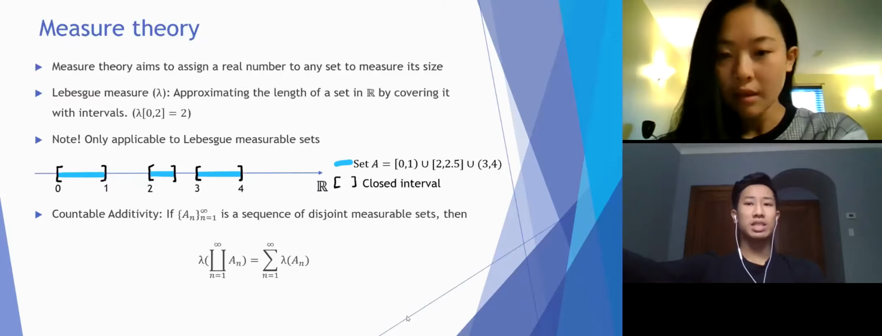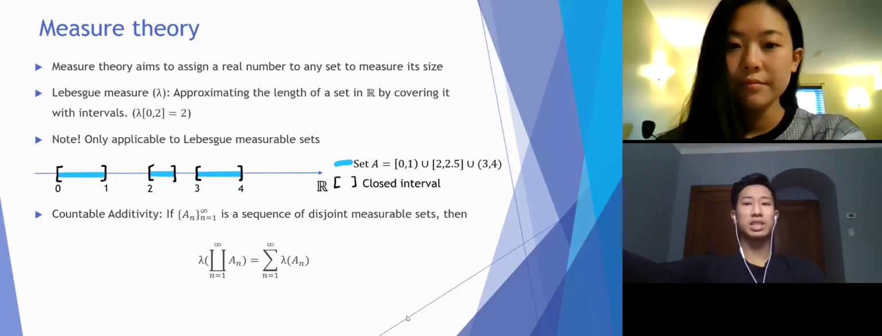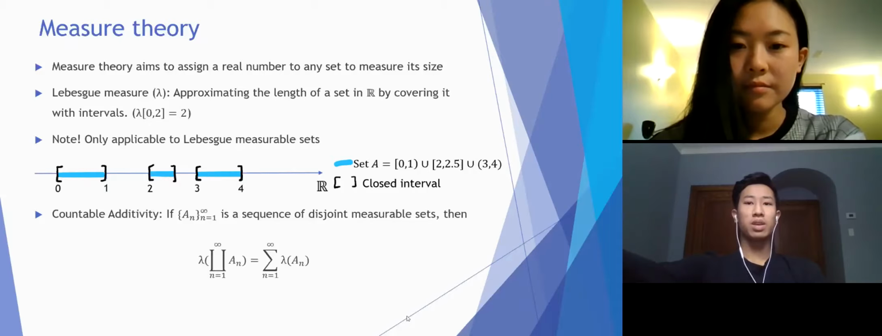The measure of this set is equal to the sum of the measure of the smaller sets it is composed of. This is thanks to a property of measures called countable additivity, which basically says that the measure of non-overlapping sets is equal to the sum of the measures of these sets.